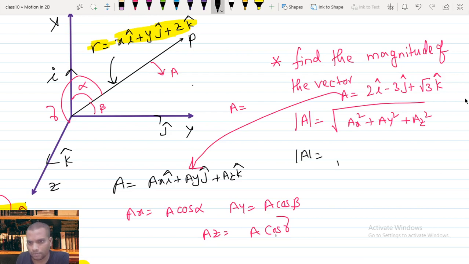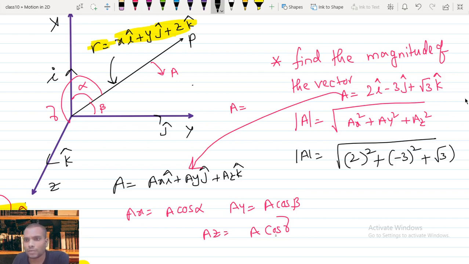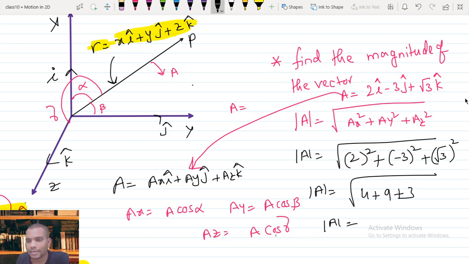Now the modulus of vector A equals under root of, in the place of ax, what is the value? That is 2 square. In the place of ay, the value is minus 3, so minus 3 square, plus az value equal to root 3, so root 3 square. So the magnitude of the vector equals root of 4 plus 9 plus 3, so under root 16. Its value goes to magnitude of vector equal to just 4. So this is how we find the magnitude of a vector in 3 dimensions.